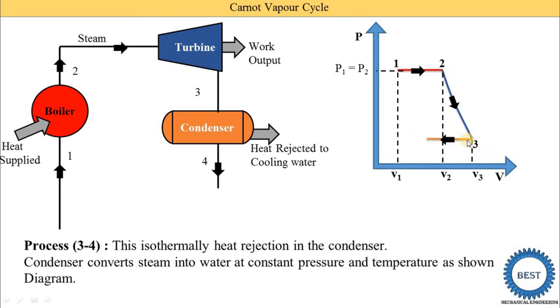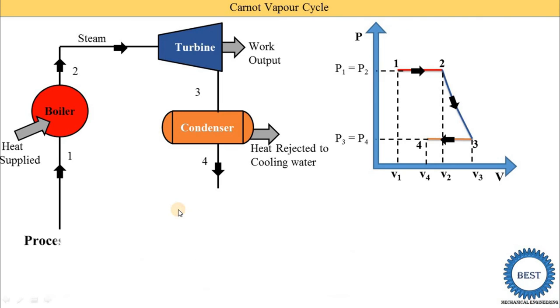So we draw this type of horizontal line, and here is point number 4. Here we indicate V4, and here we indicate P3 is equal to P4, because we have written that it is a constant pressure process, and the temperature is also constant. That is isothermal heat rejection. Isothermal heat rejection means, when we draw the TS diagram, the 3 to 4 process is drawn as a horizontal line. At the completion of process 4, I will also show you the TS diagram. At that time you can clear your concept.